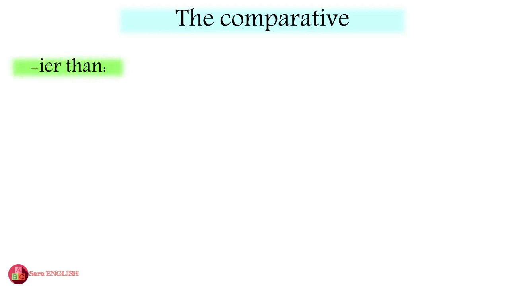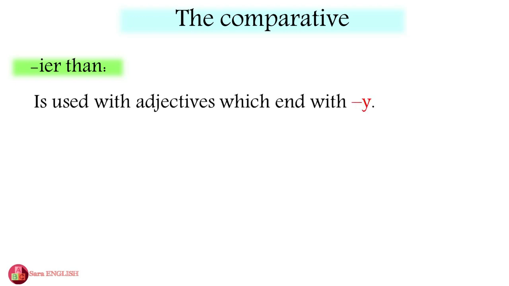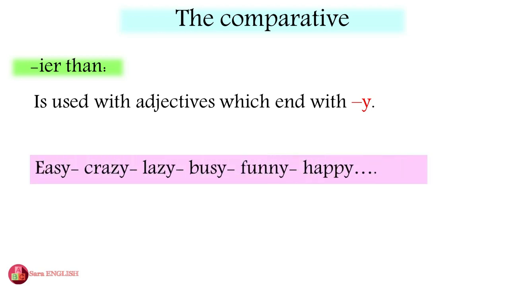And we add IER at the end of the adjective plus than if we have adjectives which end with Y. For example, easy, crazy, lazy, busy, funny, happy. As you can notice, all of these adjectives end with Y. So we drop the Y and we add IER at the end of it plus than if we want to use a comparative form.